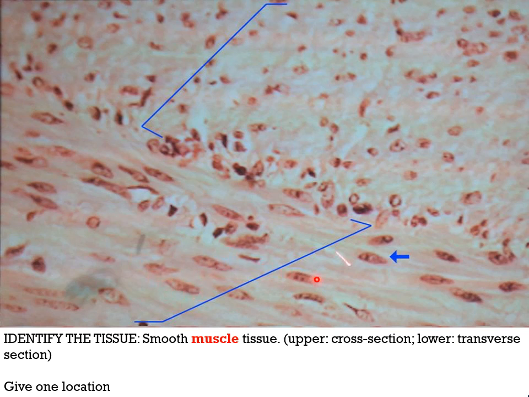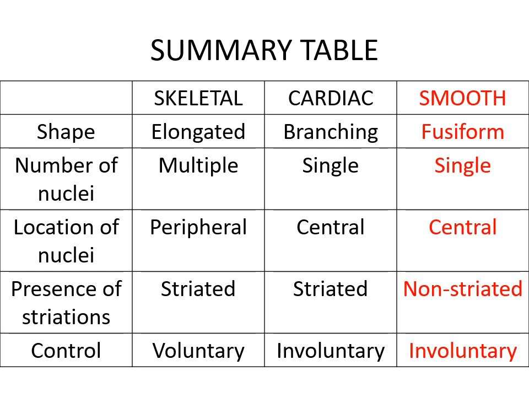No? Nasa gitna ng bawat muscle fiber. And fusiform sila. Unlike yung kanina, very elongated, no? Dire-diretso yung muscle fiber. Dito naman, paputol-putol and in fusiform. So in summary, what are the descriptions of your smooth muscle tissue? Ang shape, fusiform, uninucleated or single nucleus, centrally located nucleus, non-striated, and involuntary control.